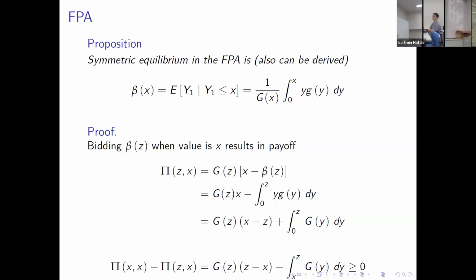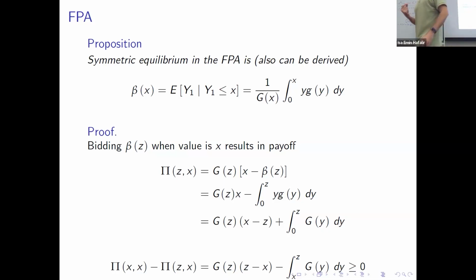So rather than thinking about "I have a value of x and I will bid b, and I will have some conditions on b," let's think about a revelation principle idea. Let me consider a bidder whose value is x, but who is thinking of bidding as if this person's value is some other value z. Okay, so now I'm going to write this as the utility of a bidder whose value is x, but who bids as if his value is z.